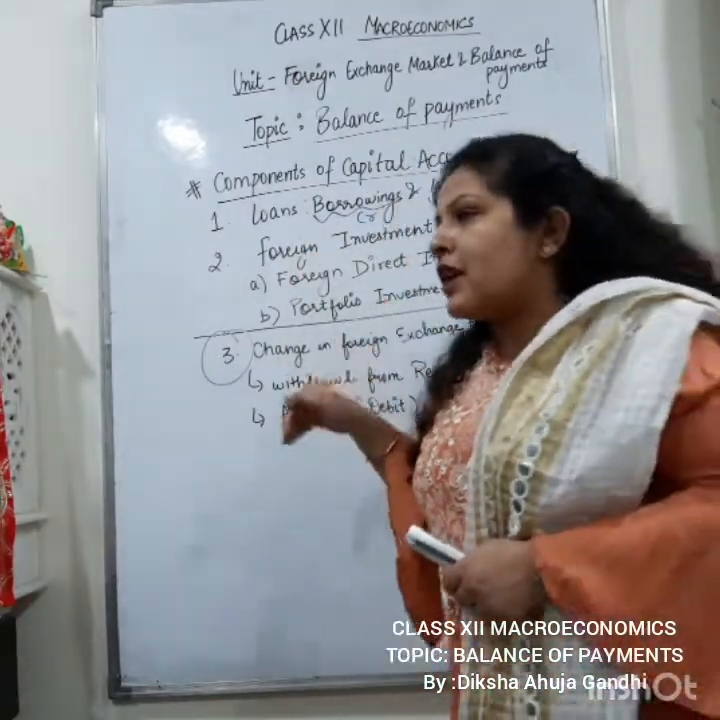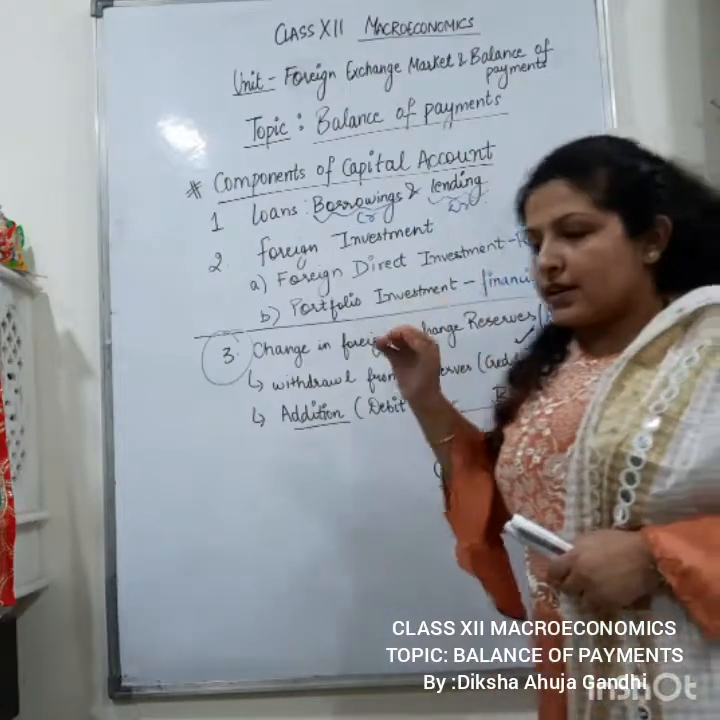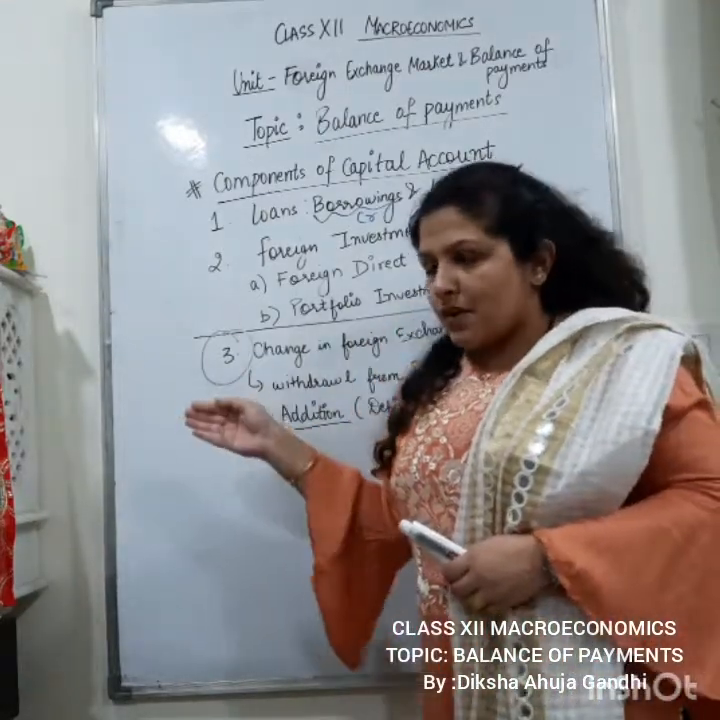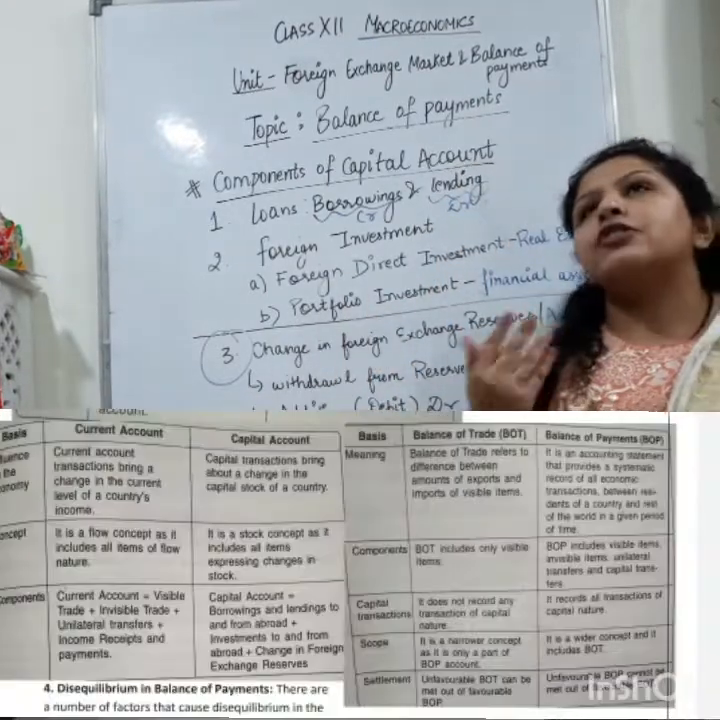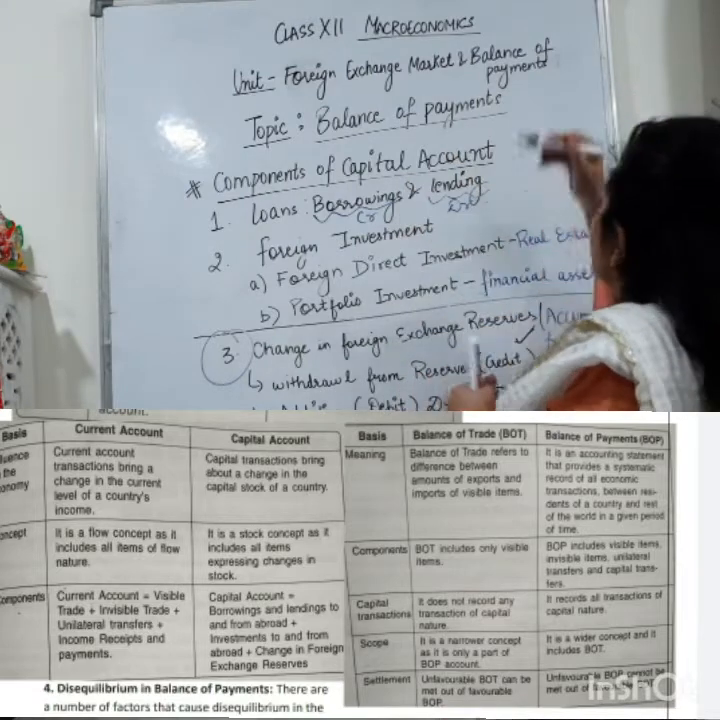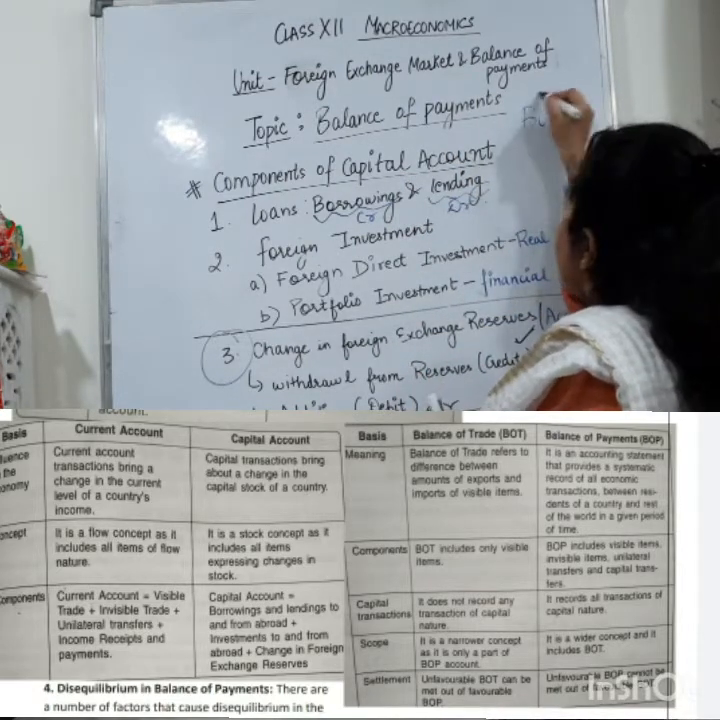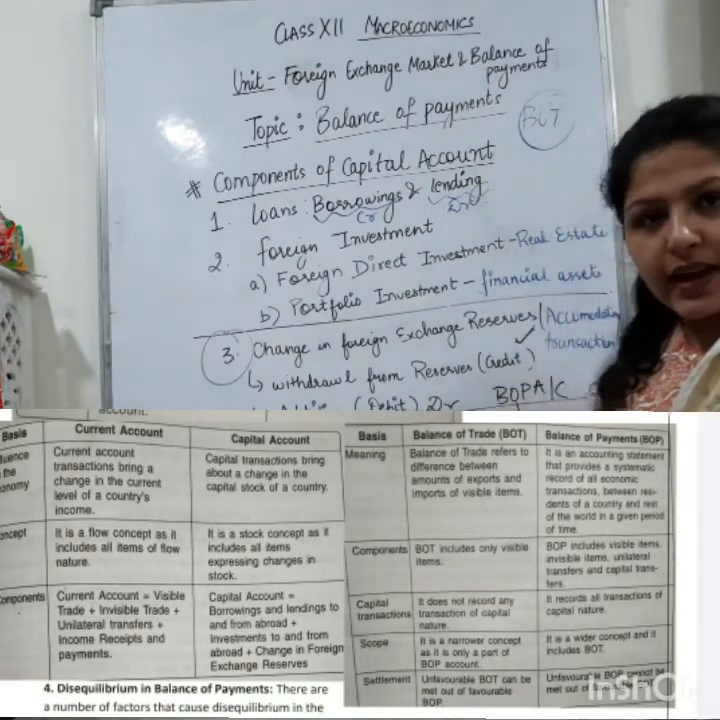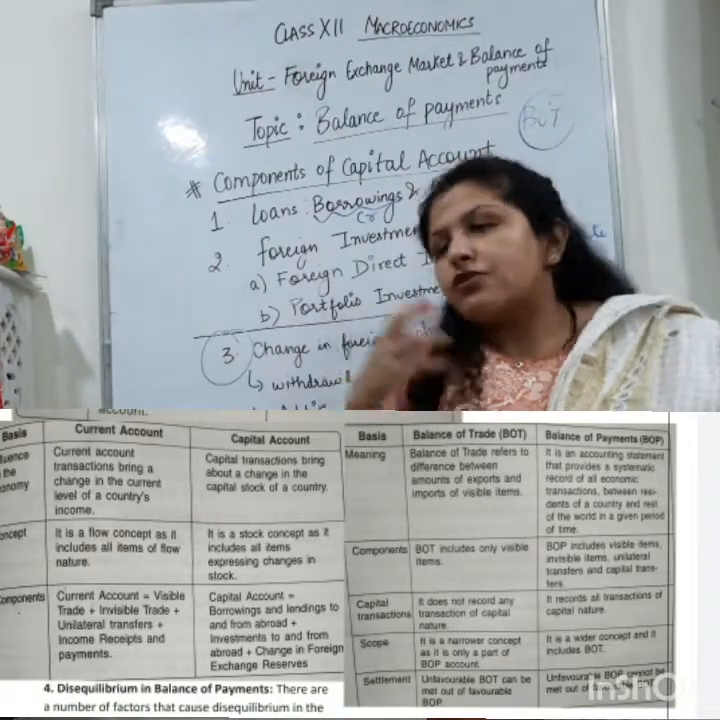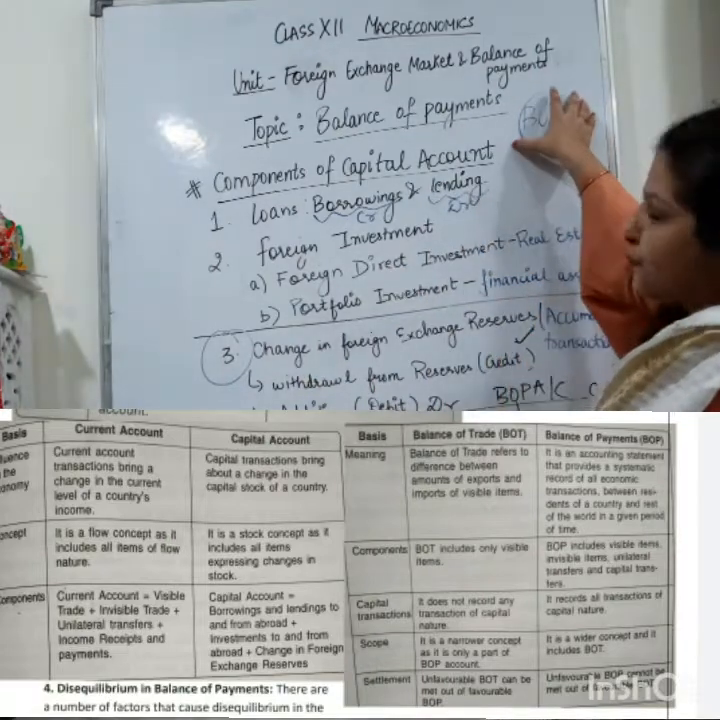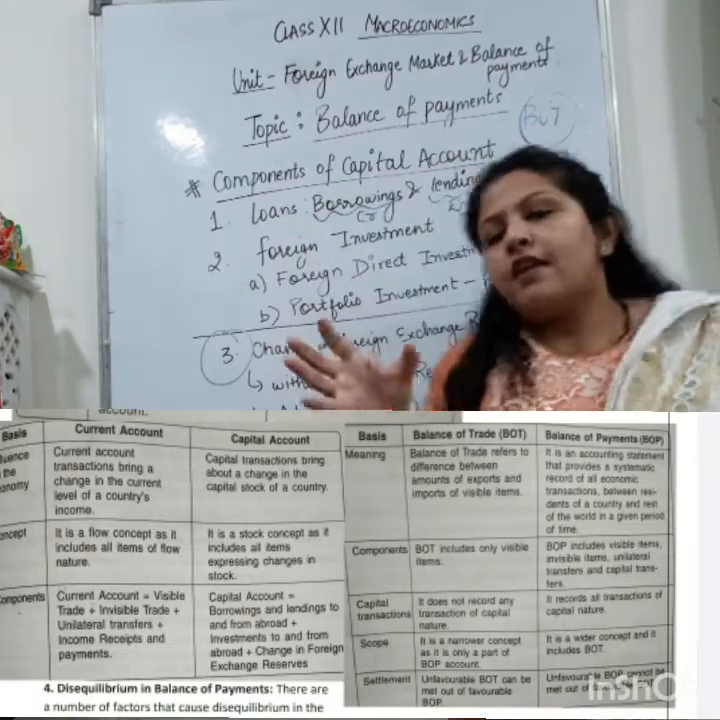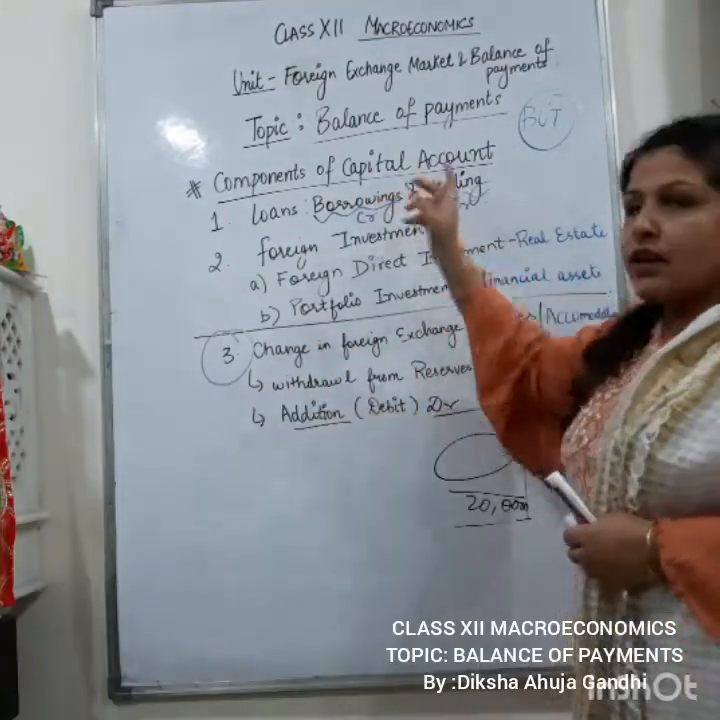So this is the difference between autonomous and accommodating transactions, and you should know the difference of current and capital account also. You can have a look. Then you should know the difference between BOT and balance of payment. BOT is such a small subpart. BOT is only visible trade, right? And balance of payment is such a big, broader term, right? So you should know the difference between balance of trade, that means export and import of goods, and the balance of payment, that is the total of capital and current account both.